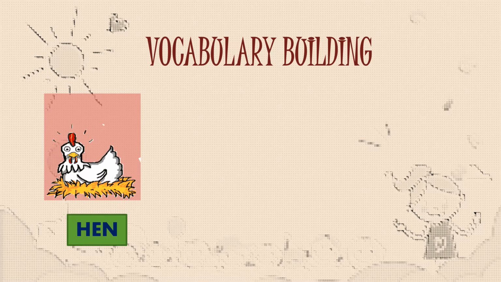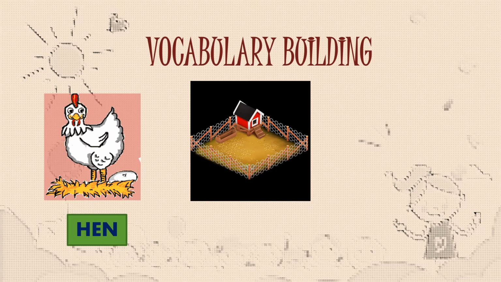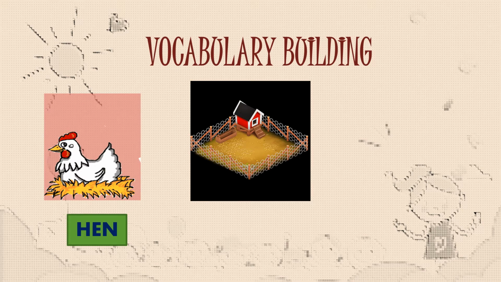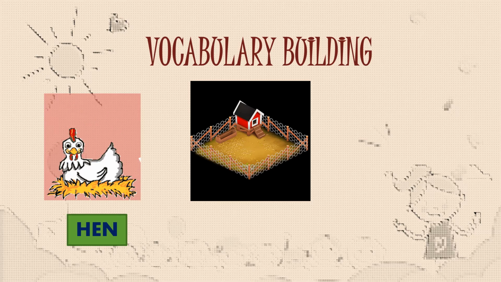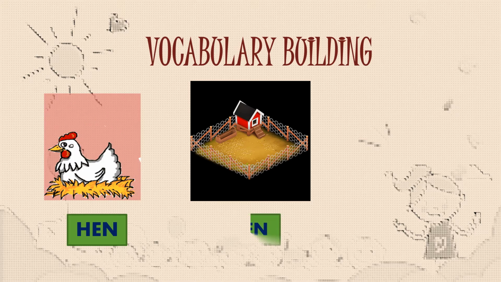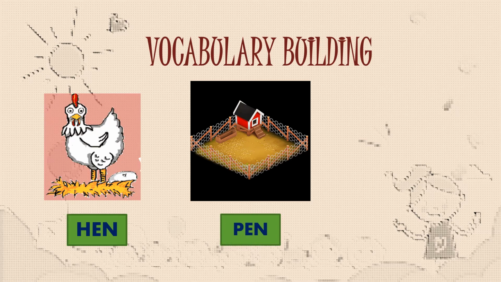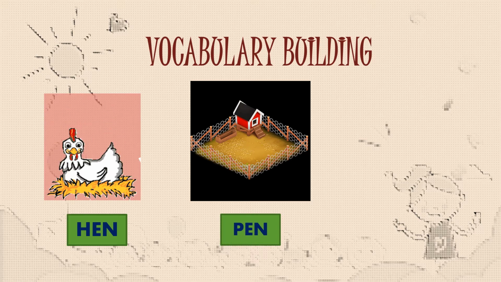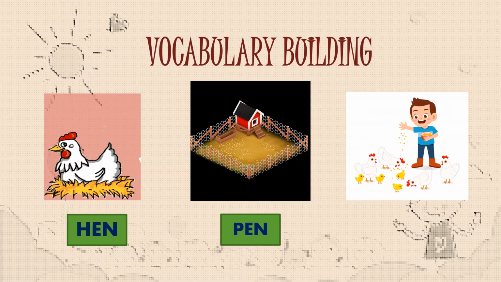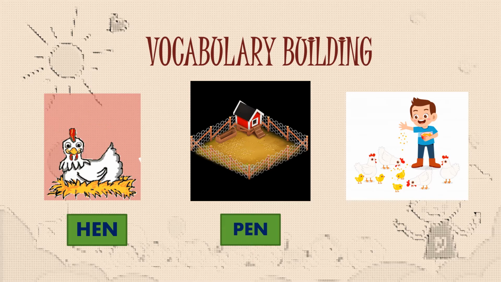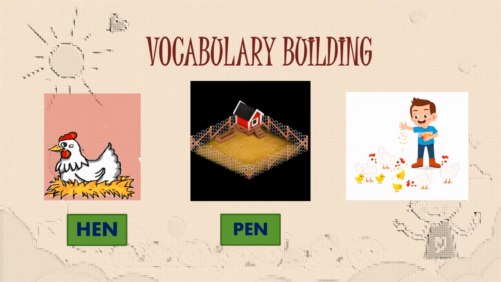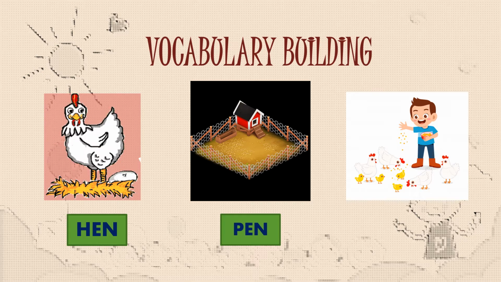How about the second picture? It is where the animals stay in the farm. Correct. It's the animal pen. How about the third picture? It's a picture of a boy that feeds a chicken. Feed. That's right.